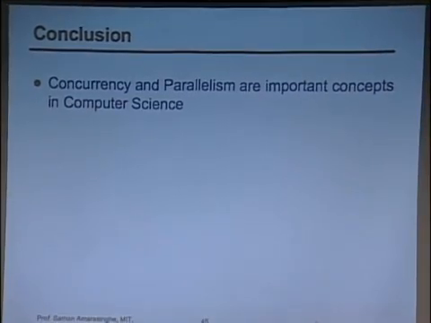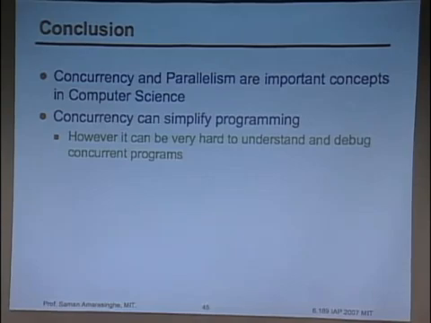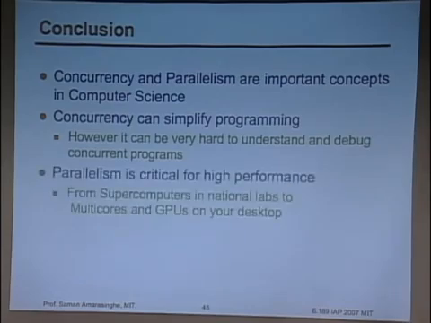Concurrency and parallelism are important concepts in computer science beyond what we are doing here. Concurrency can simplify programming. However, it's very hard to understand and debug concurrent programs. That's the entire reason we are still doing sequential programming, and the reason multicore people are scared, because getting a concurrent program right is probably an order of magnitude harder than getting a sequential program right. And parallelism is critical for high performance. It was an issue for supercomputers at national labs, and now it's becoming everybody's issue because of multicore.